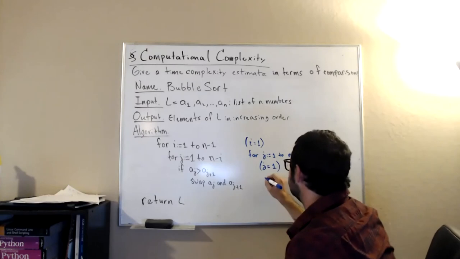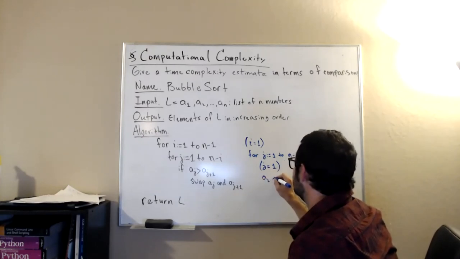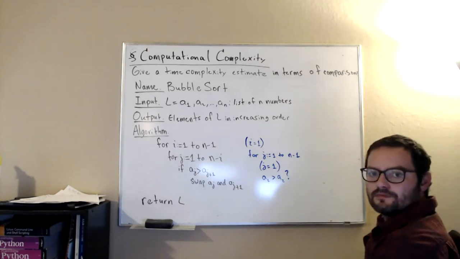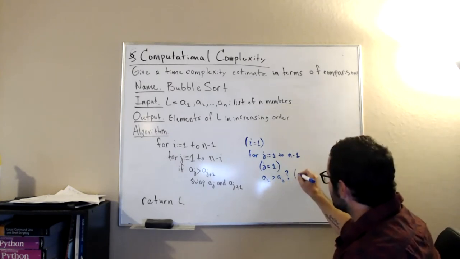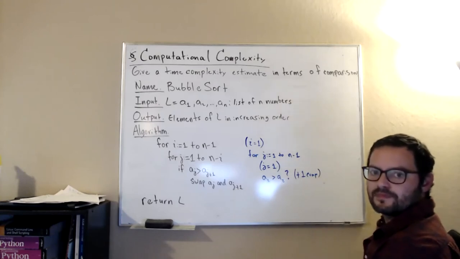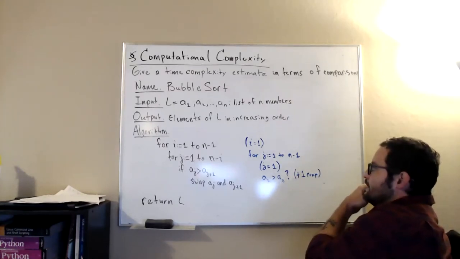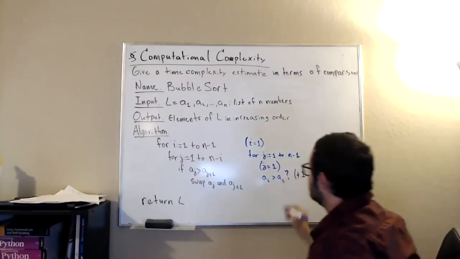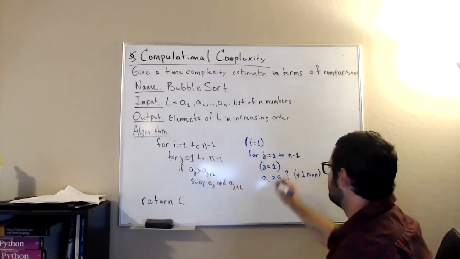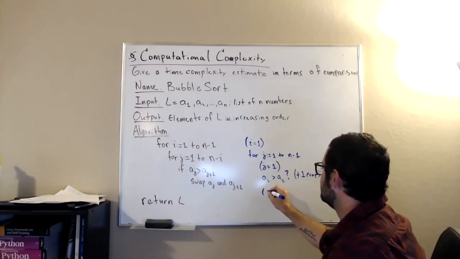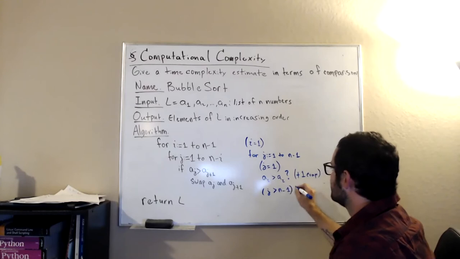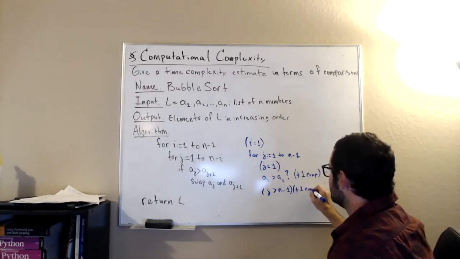So then we have this comparison: is a_1 bigger than a_2? So this is plus 1 comparison at that moment right there. And then, because we're in this for loop, it's not explicitly written here, but we wrap back up and ask, is j greater than n minus 1? So that's plus one more comparison.